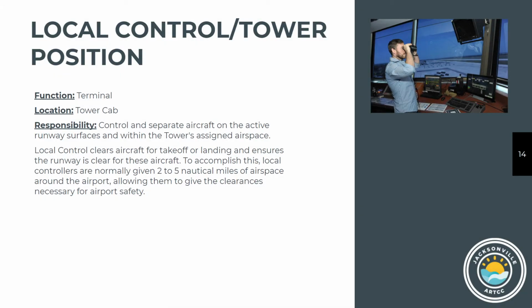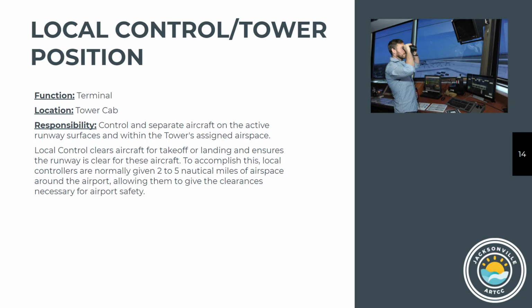Finally, the next position is the tower position, commonly called local control, and that's what we call it as well. And they control and separate the traffic on the active runway surfaces. And sometimes taxiways that are between two active runway surfaces will be part of the tower control. So local control clears the aircraft for takeoff and landing and ensures the runway is clear for aircraft taking off and landing. You don't want to have an airplane sitting on the runway while you have another plane cleared to land.